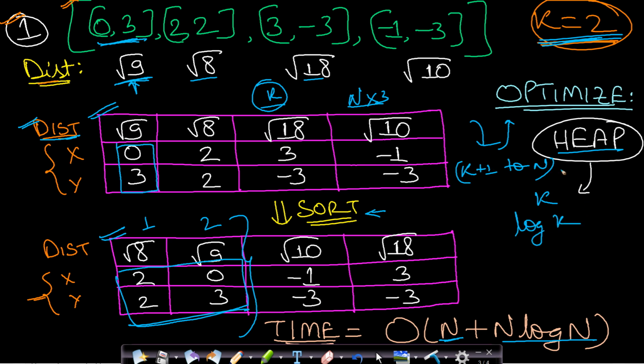Therefore, if you are repeating this for n number of elements, then this will be nothing but n log k. Therefore, the total time complexity using heap will be n log k as compared to your array, which was n log n. So I hope you understood how to do it with heap. Now let us look at the second method.